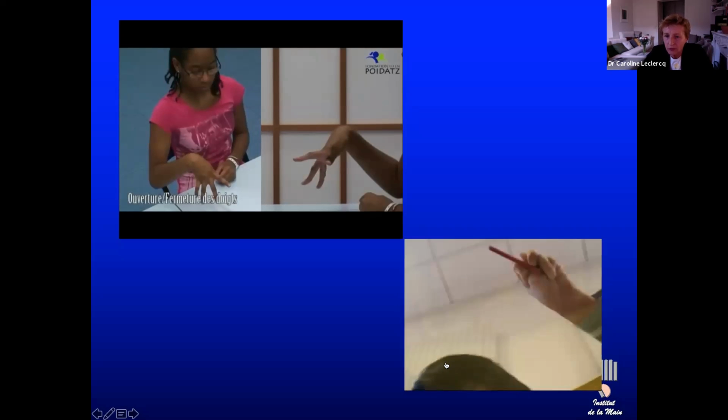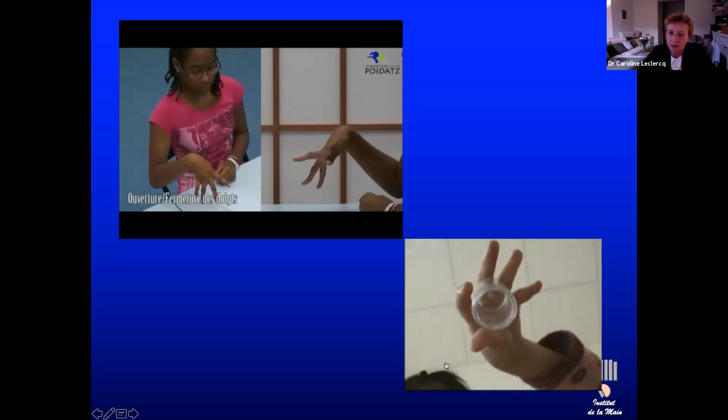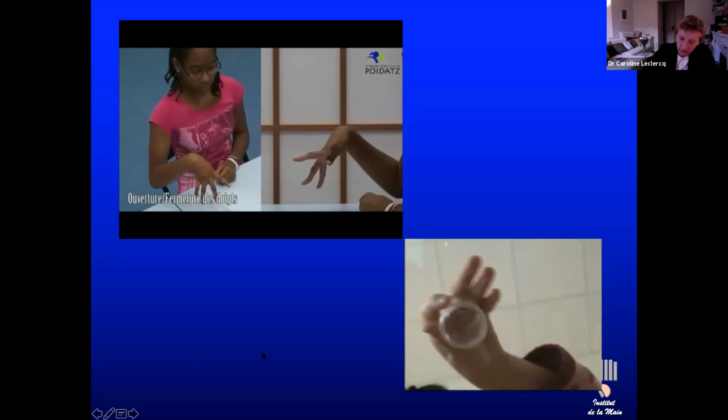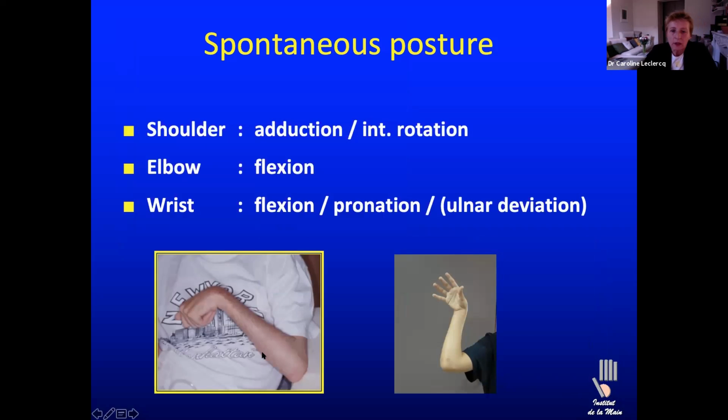The thumb is always difficult to examine because of the pronation deformity. And here is quite a neat thing to do. So we use that a lot. So first, what we're going to do is examine the patient at rest. Spontaneous posture gives you a lot of information.